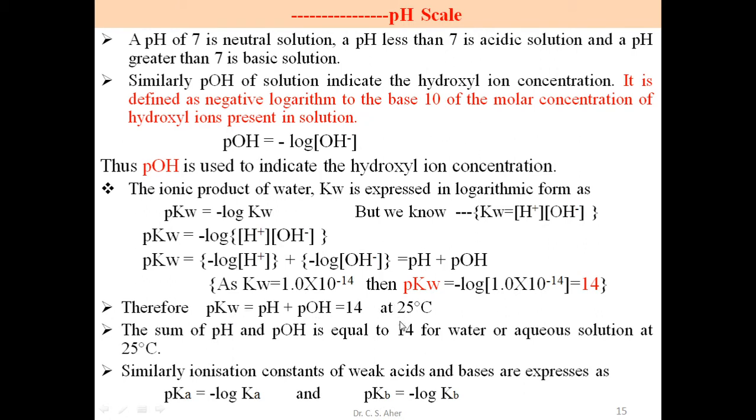So this is important: at 25 degree centigrade temperature, the sum of pH and pOH is equal to 14 for water or aqueous solution. Similarly, the ionization constants of weak acid and base are expressed as pKa, that is minus log of Ka, and pKb, that is minus log of Kb.